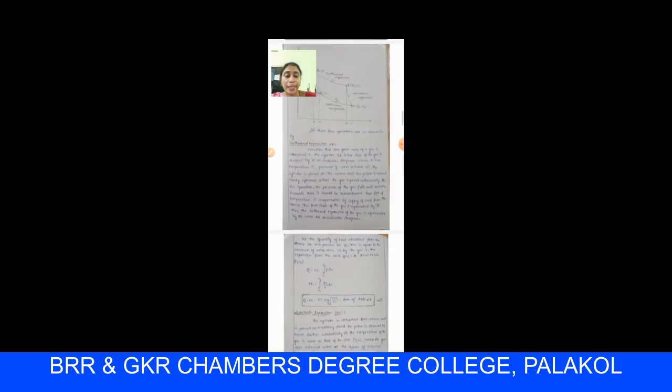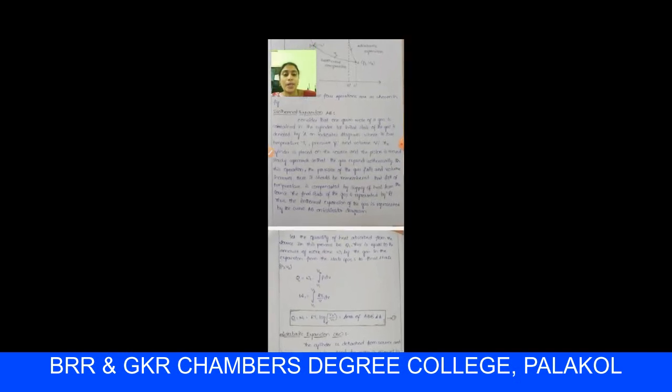Here, isothermal expansion. Consider 1 gram mole of gas contained in the cylinder. Let the initial state of the gas be denoted by A. Here the initial pressure is P1 and the volume is V1. Then the gas expands isothermally. At the beginning, step A, the pressure is P1 and the volume is V1 at temperature T1.